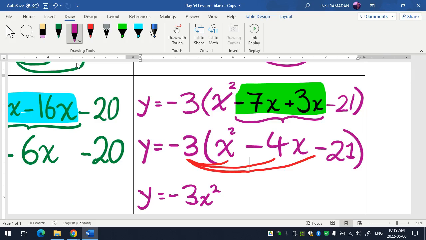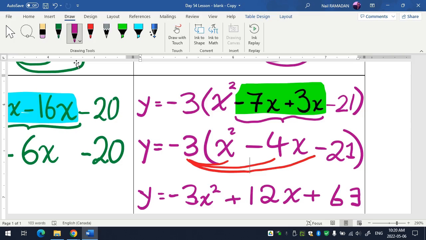What's negative times a negative? What's 3 times 4? With an unchanged x. What's negative times a negative? What's 3 times 21? 21 plus 21 plus 21, 63. Full marks. That's it. Welcome to expanding. Never gets harder than this.